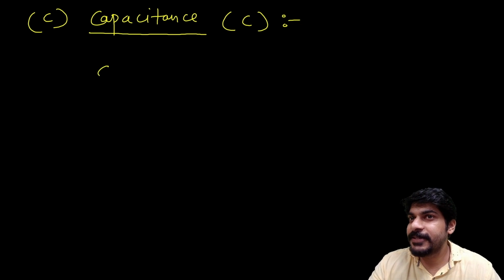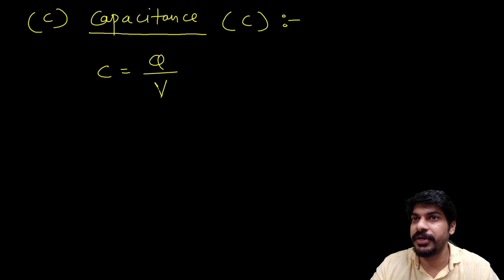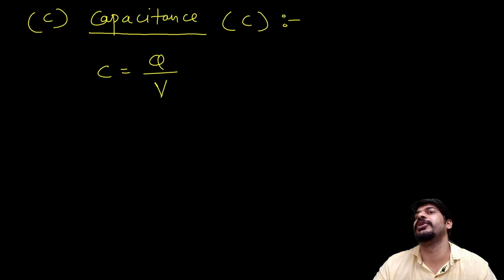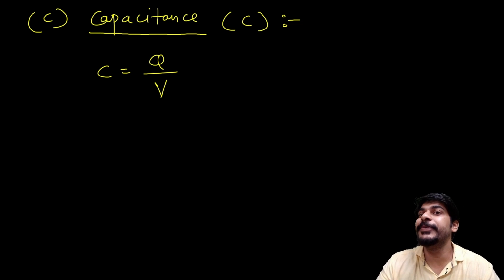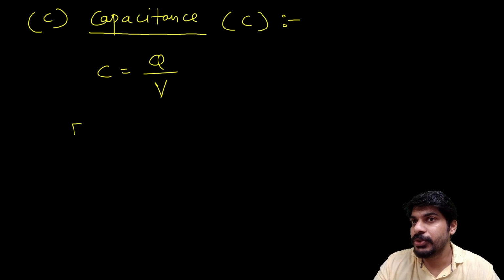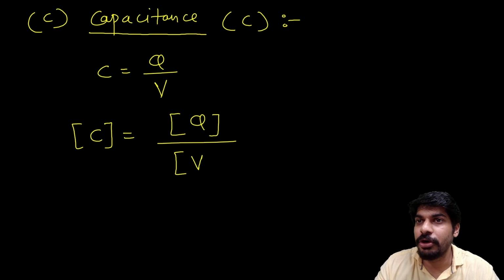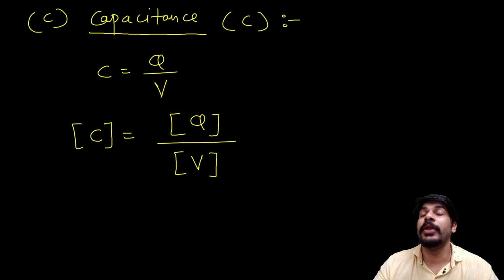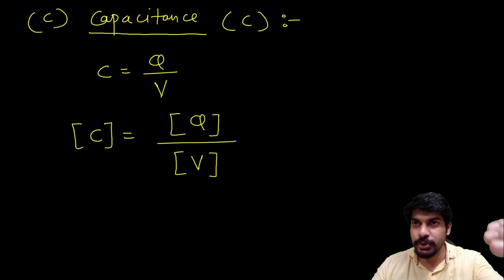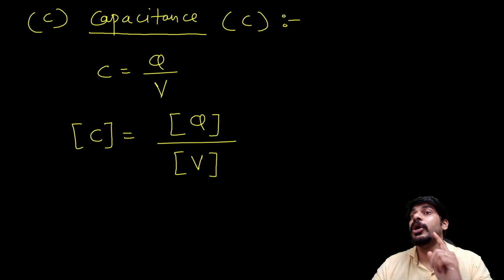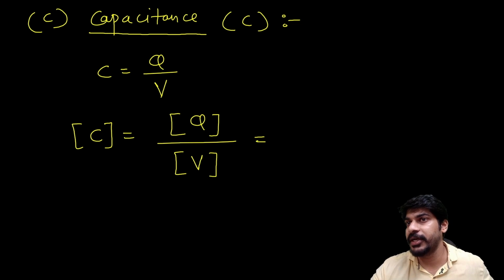So capacitance is equal to charge per unit voltage, right? Charge divided by voltage. So now it has become simple for us, isn't it? So the dimensions of capacitance will be equal to the dimensions of charge divided by the dimensions of V, isn't it? Now in our previous two examples above, we have just found out the dimensions of Q and V, right?